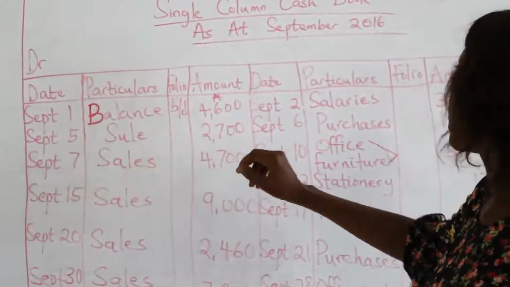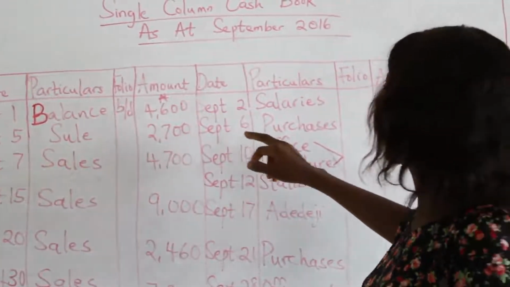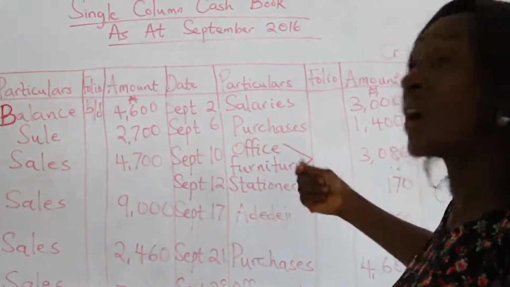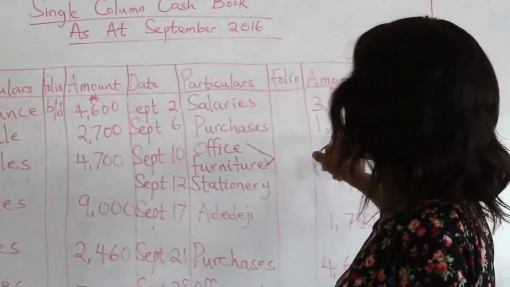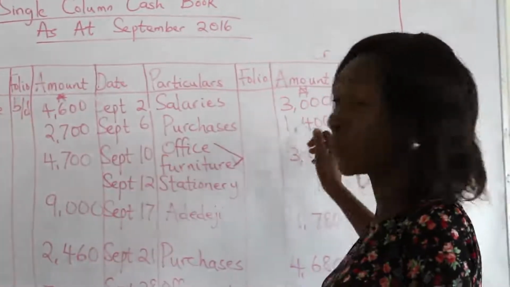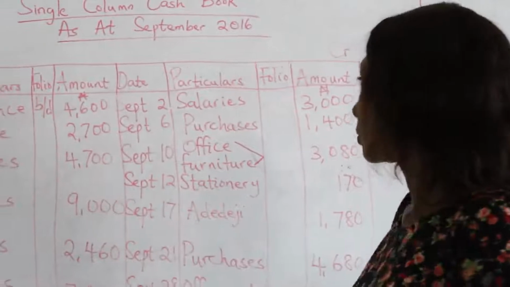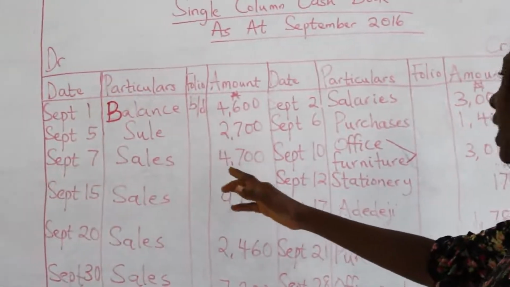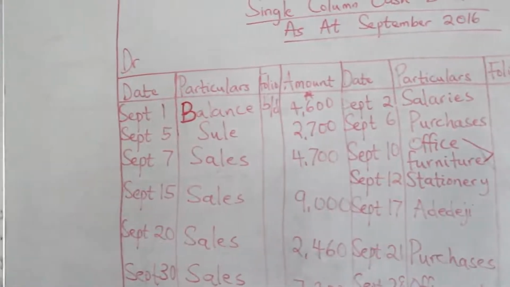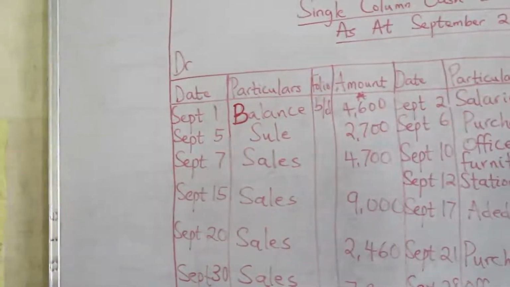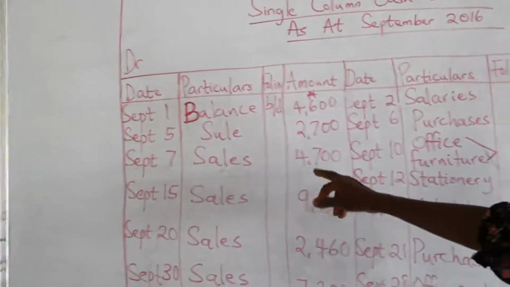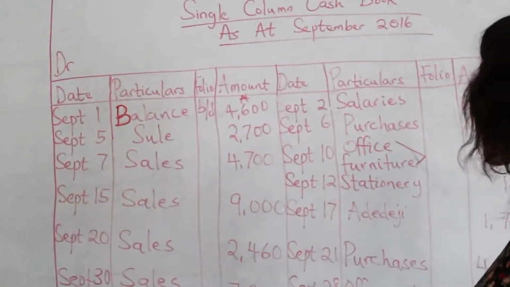to the tune of 2,700 naira. On the 6th day of September, some purchases were made by the business, and so since we give out money, we had to credit the cash book to the tune of 1,400 naira. September 7, we had sale transactions. We made some sales, and so we'll be debiting the cash book to the tune of 4,700 naira.